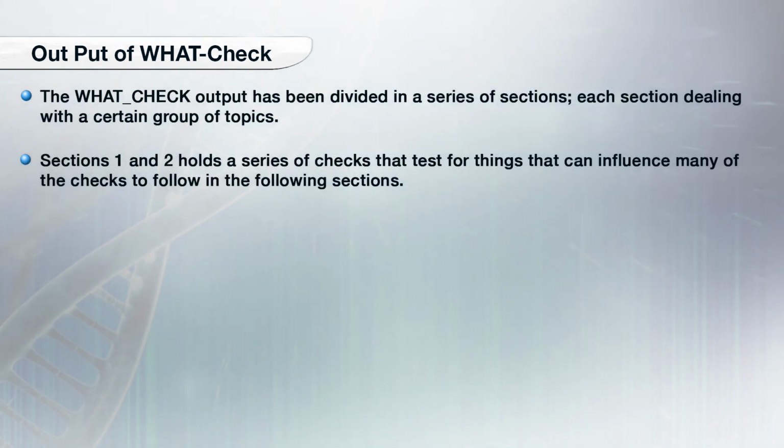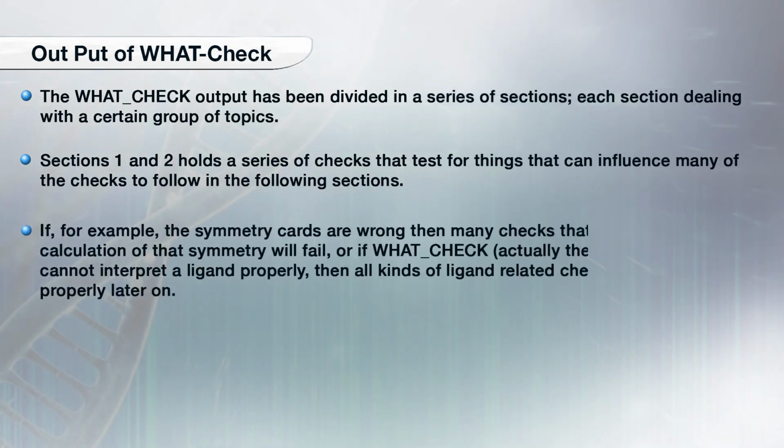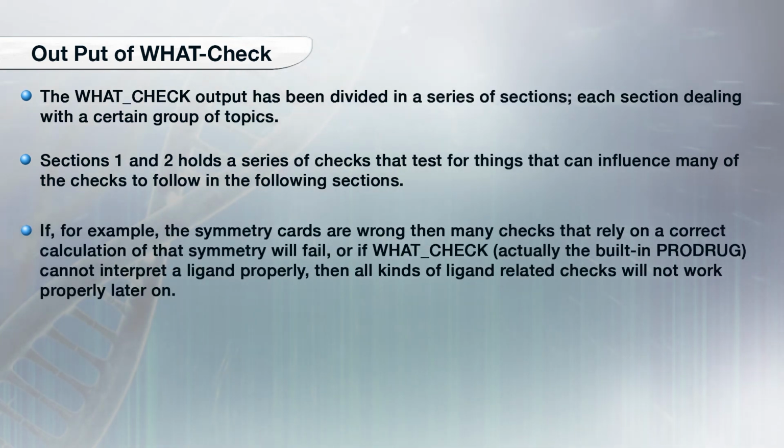Sections 1 and 2 hold a series of checks that test for things that can influence many of the checks that follow in the following sections. If, for example, the symmetry cards are wrong, the checks that rely on a correct calculation of the symmetry will fail. What can a check actually perform, like a prodrug, which cannot interpret a ligand properly? Hence, ligand related checks will not work properly.